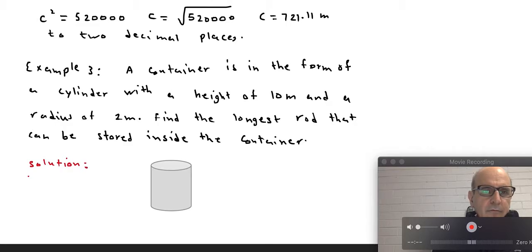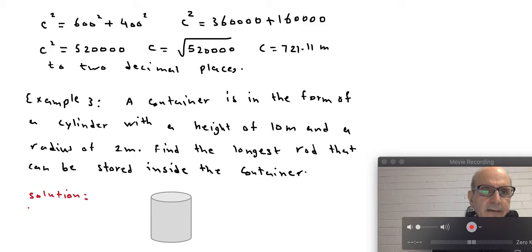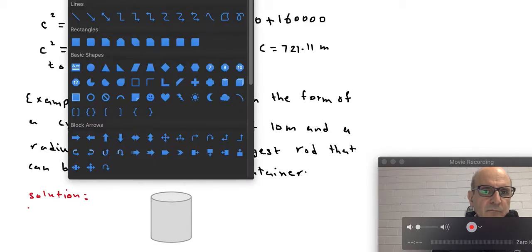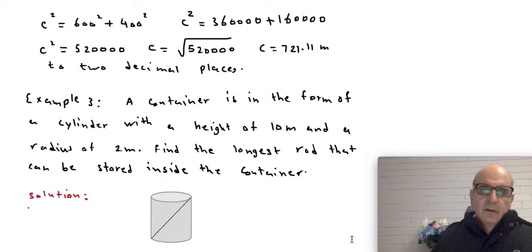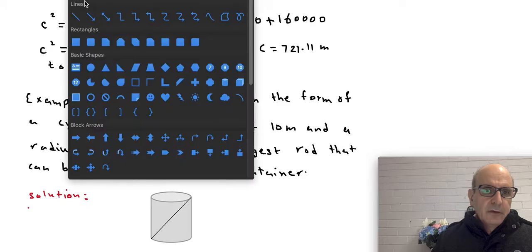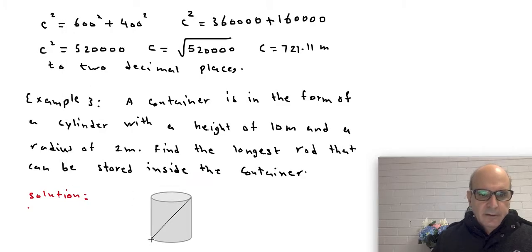If I want to fit a rod inside that, it's going to be like this. That's the rod, the longest one I can fit inside. All right. Again, we can make here a right angle triangle. The right angle triangle hasn't been given to you, but you've got to make your own right angle triangle. That is the right angle triangle that we have.